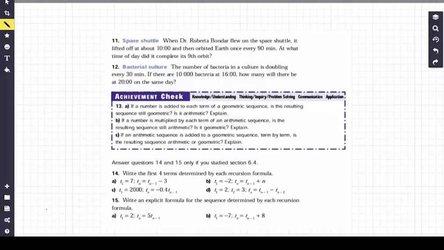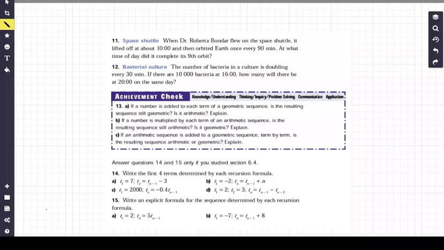So when Dr. Roberta Bondar flew on the space shuttle, it lifted off at about 10 p.m. or 10 a.m., then orbited Earth once every 90 minutes. That is pretty fast. So at what time of the day did it complete its 9th orbit?